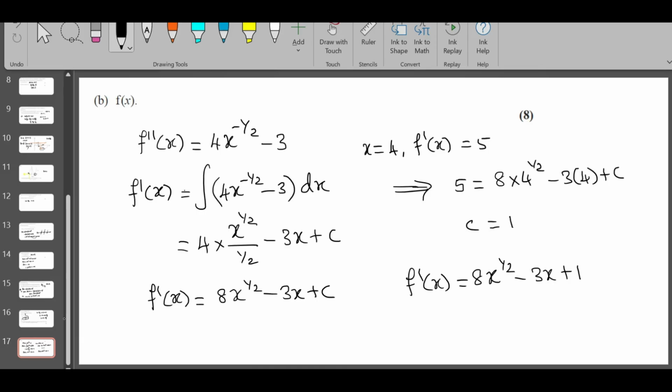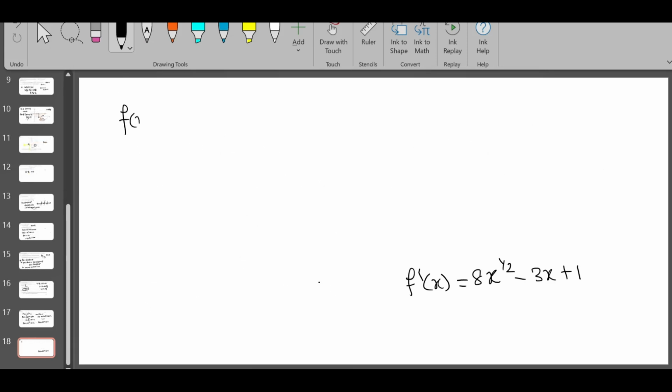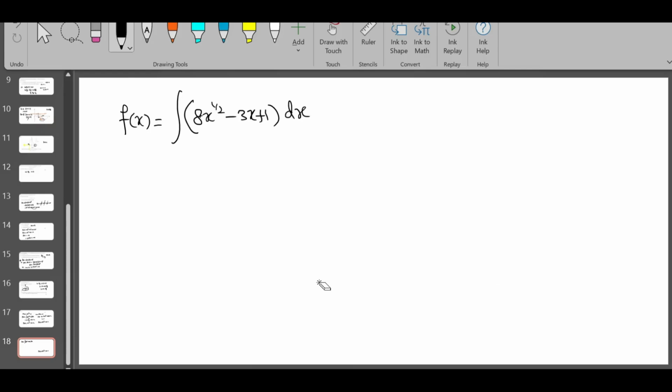Now we need to integrate this again. We will get another c, so I'm going to keep it as c1, or you can use another letter also. And next time when I integrate, I'm going to put it as c2. So when I integrate it, f of x is equal to the integral of 8x power half minus 3x plus 1 dx. So before I integrate it, let me explain something here.